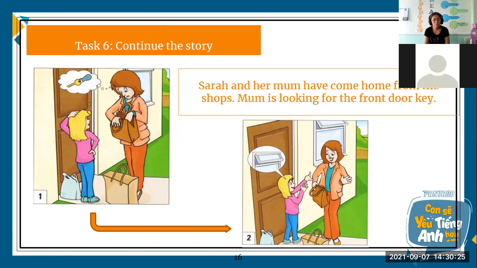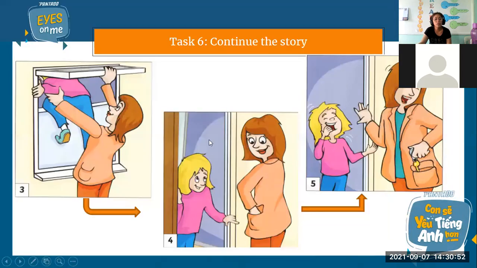Listen. In task 6, you will continue the story. Here, Sarah and her mom have come home from the shop. I know how to say. Sarah and her mom went shopping, but when she went home, she cannot find her key. Okay, next. And then. Not yet. You look up. Number 3. What happened in number 3? Look at number 3, 4 and 5. And then her say, you pull me in the window and then I will open the door. Then like a thief. Seriously. Like a thief.